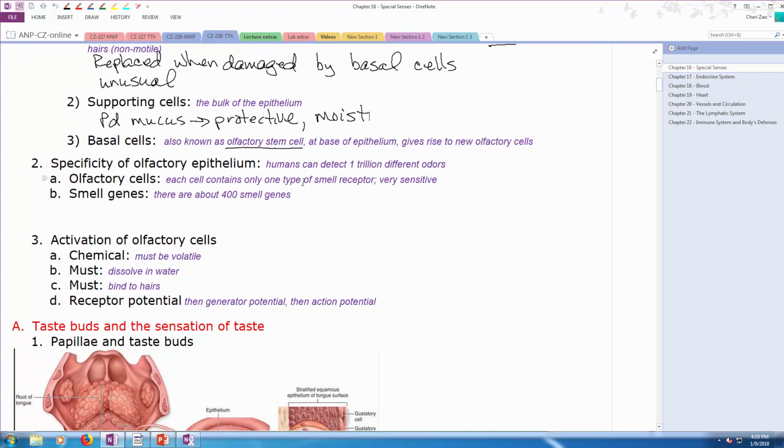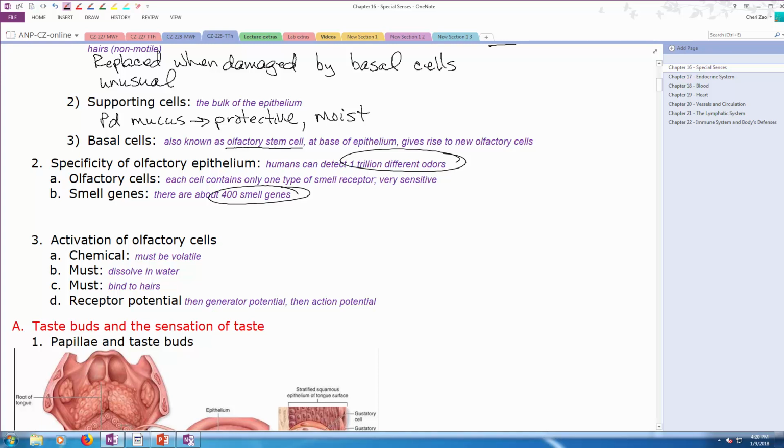It's absolutely fascinating. We can detect 1 trillion different odors, but we all are not constructed the same, and I'll tell you a story about that in just a moment. We can detect 1 trillion different odors, but we only have 400 smell genes. So what does that tell you? Those 400 smell genes, your odors, what you can detect or appreciate or acknowledge in your cerebral cortex, is based on the combination of activation of these smell genes.